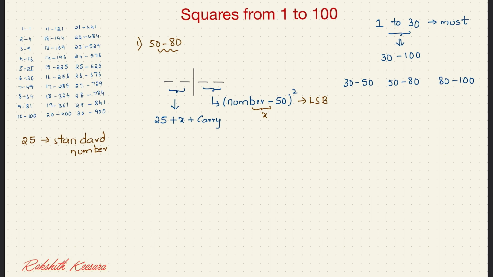In the similar way, let us see the trick for the numbers between 30 to 50. It is almost similar but a small change. 30 to 50. So as expected, there will be 4 numbers.